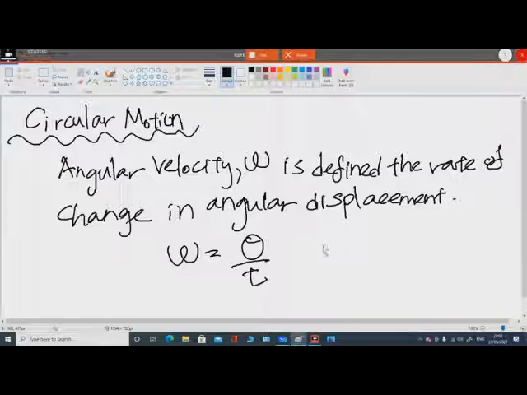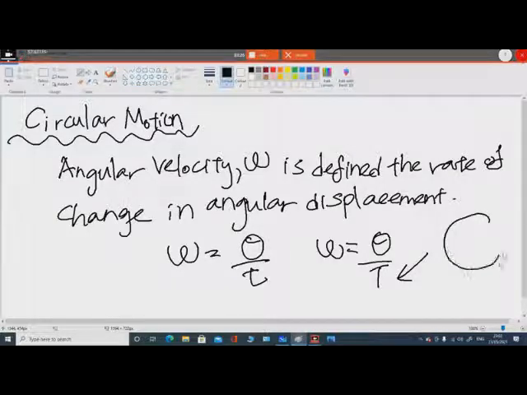Sometimes angular velocity is also equal to the angular displacement over the capital letter T. This capital T means the time taken to complete one cycle. So you have to remember that small t and capital T are totally different. Let us move to the next part.